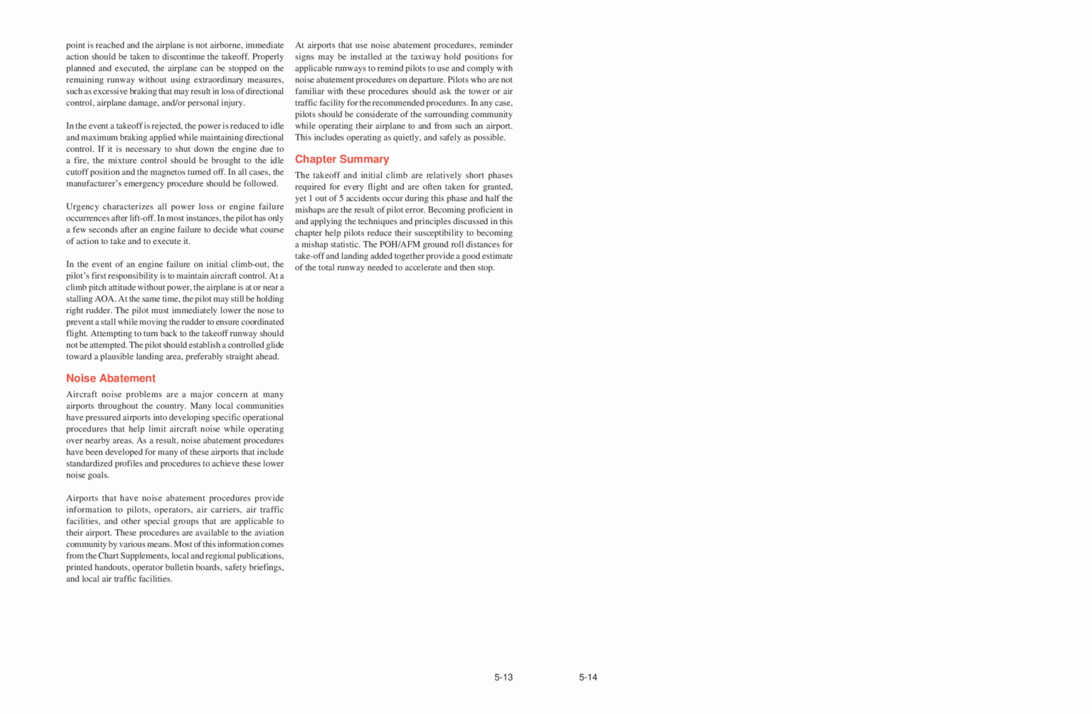If the point is reached and the airplane is not airborne, immediate action should be taken to discontinue the takeoff. Properly planned and executed, the airplane can be stopped on the remaining runway without using extraordinary measures, such as excessive braking that may result in loss of directional control, airplane damage, and/or personal injury. In the event a takeoff is rejected, the power is reduced to idle and maximum braking applied while maintaining directional control. If it is necessary to shut down the engine due to a fire, the mixture control should be brought to the idle cutoff position and the magnetos turned off. In all cases, the manufacturer's emergency procedure should be followed.